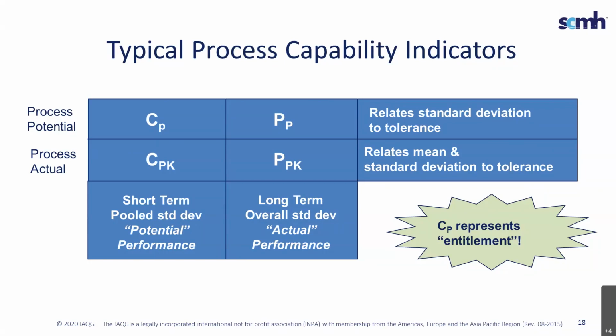Now, here's where there are some differences depending on what part of the world you're in. In North America, CP tends to mean short term, and it's using the potential performance, while PP is the long term or the actual performance because it's taking into account a lot of variation over time. Again, in Europe, it's typically reversed. It doesn't matter. Just be sure that when you're reporting to your customer, you know which one they want to see and what their definition is.